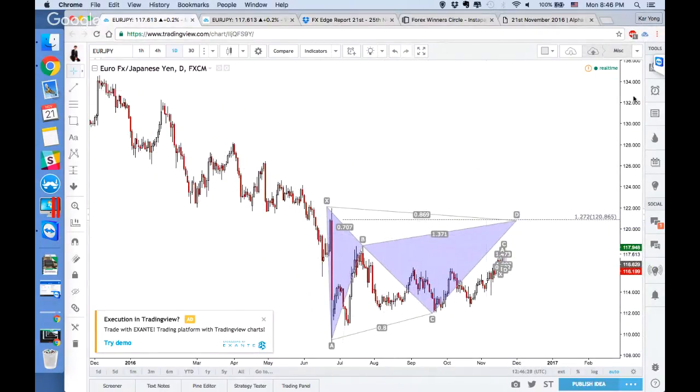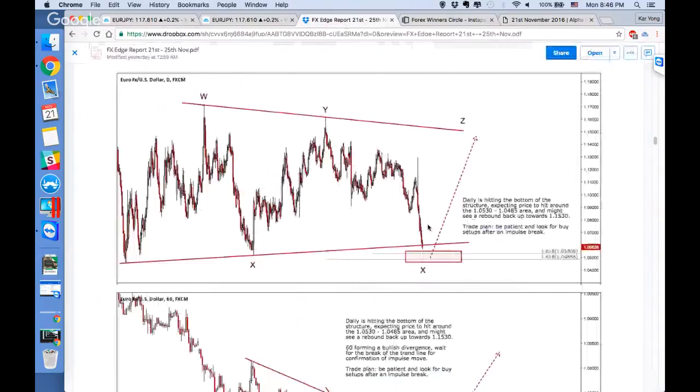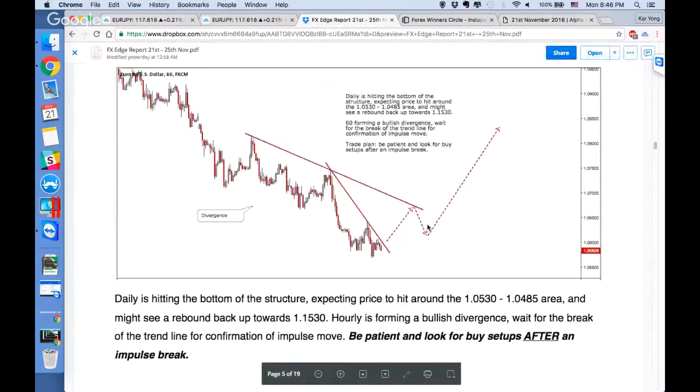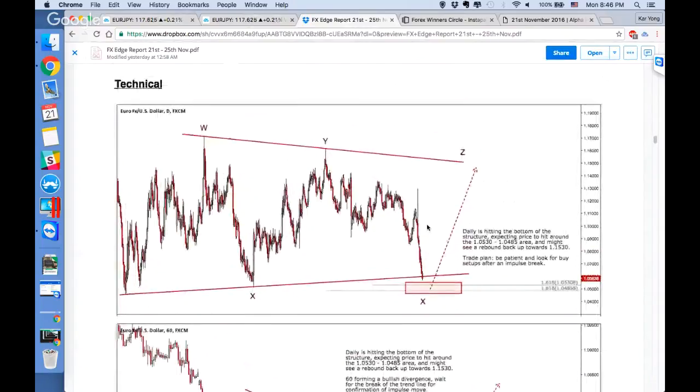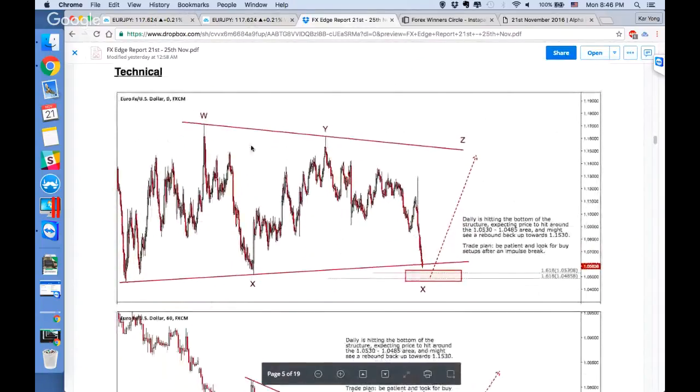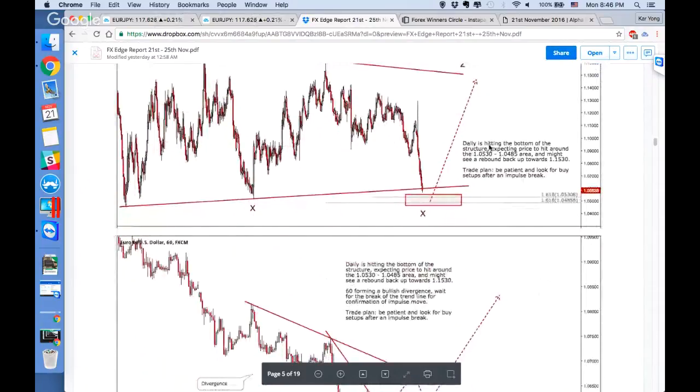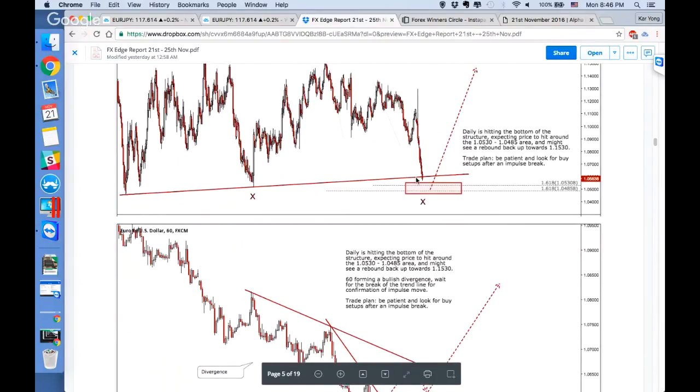All right, so let me walk you through another case study of how to use the wave analysis to help you in your trading. All right, so now let's take a look at Euro dollar. Okay, so Euro dollar over here on the daily perspective, I'm saying that daily is hitting the bottom. All right, expect price to hit lower around 1.0530 to 48. All right, and look for that rebound. Basically look for opportunity to buy Euro dollar if it comes lower.